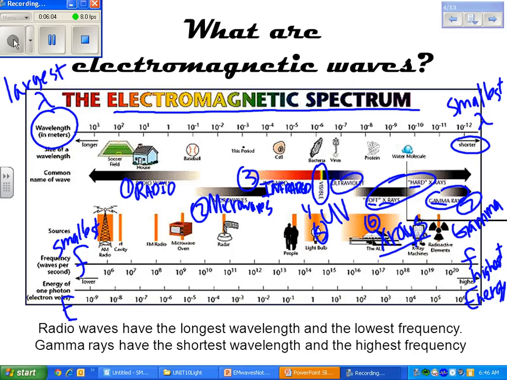Another thing just to remind you here at the bottom: radio waves have the longest wavelength and the lowest frequency. So gamma rays have the shortest wavelength and therefore the highest frequency and therefore the highest energy. I'm running off the board. Hopefully you're listening to me, so you heard me say it. The highest energy.